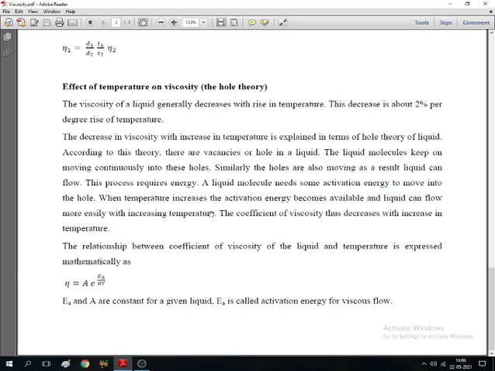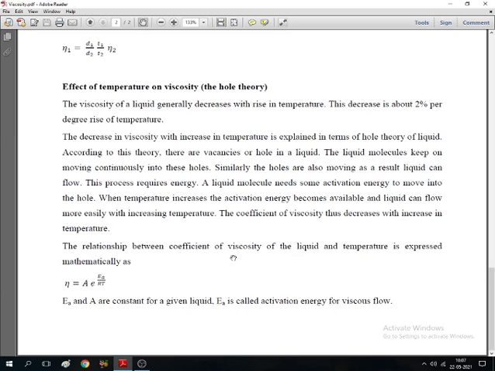टेम्परेचर वाढलं की मॉलिक्युल्सला एनर्जी मिळते आणि मॉलिक्युल्स इझिली त्या होलमध्ये जातात. म्हणजे होल भरण्याची स्पीड इन्क्रीज झाली, म्हणजेच लिक्विड फ्लो होण्याची टेंडन्सी इन्क्रीज झाली. याचा अर्थ विस्कोसिटी डिक्रीज झाली. The coefficient of viscosity thus decreases with increase in temperature.